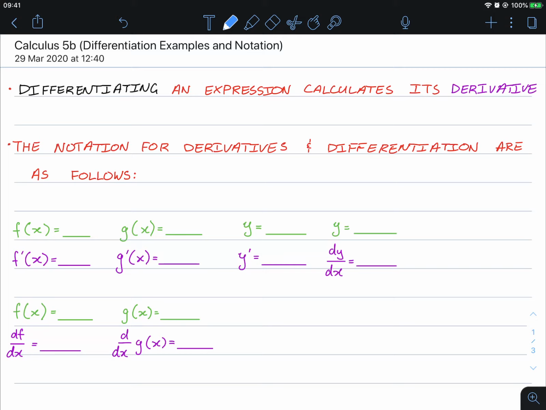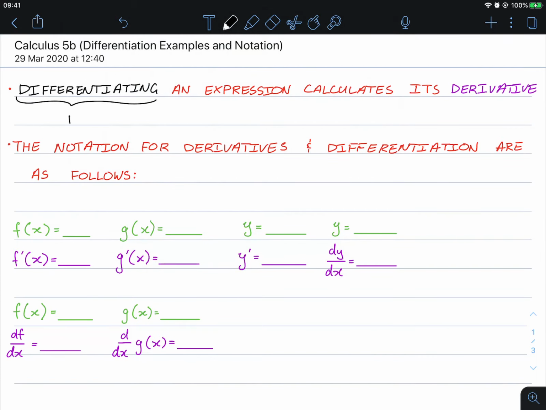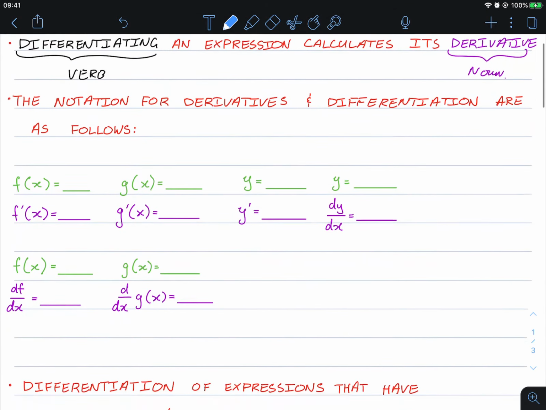Hello class, this is a continuation and more examples of differentiation using the power rule, as well as the different notations you might come across for the derivative. Just to clarify, differentiating an expression calculates its derivative. So you can think of differentiating as a verb, and the derivative is a noun. So let's do a few examples here with the different notations.